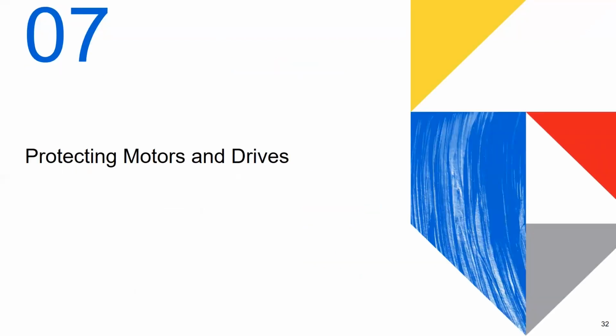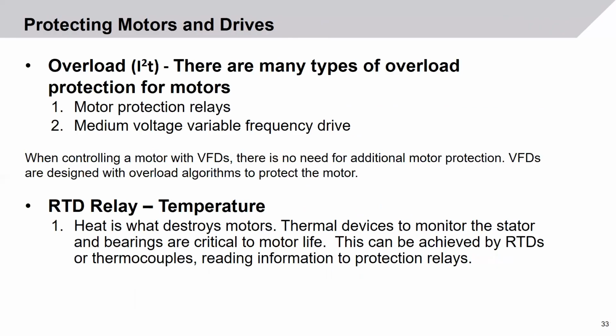Protecting motors and drives. Overload I²T, there are many types of overload protections for motors. Motor protection relays, medium voltage variable frequency drives. When controlling a motor with a variable frequency drive, there is no need for additional motor protection, as variable frequency drives are designed with overload algorithms to protect the motor.